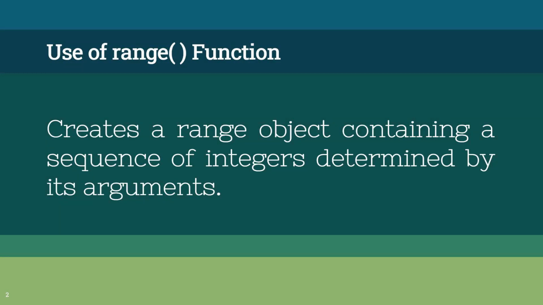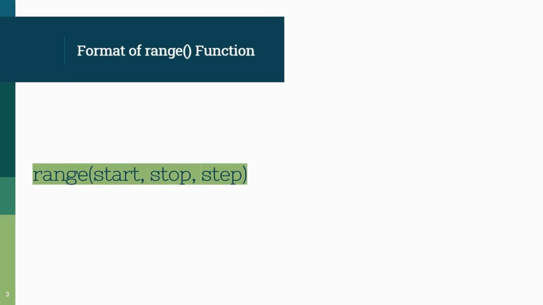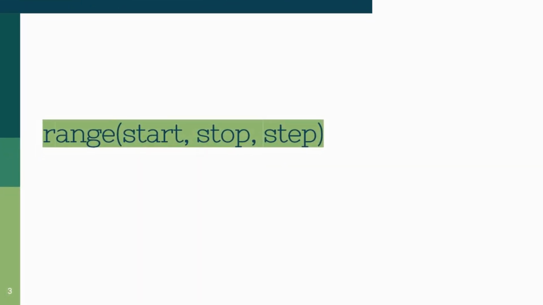Use of range function. The range function in Python generates a range object which contains a sequence of integers determined by its arguments. Actually, the range function takes three arguments. The first argument represents the start value of the sequence, the second argument represents the stop value of the sequence, and the step represents the difference between the integers in that sequence.